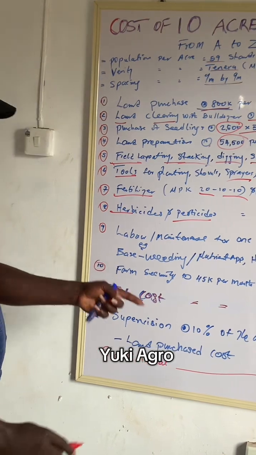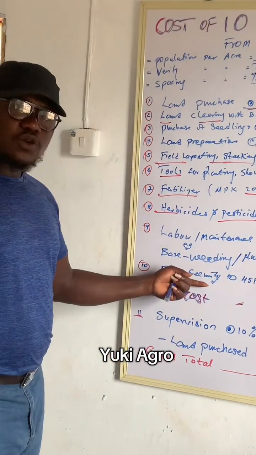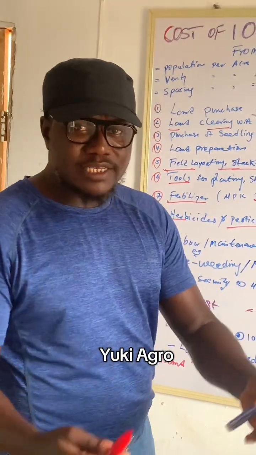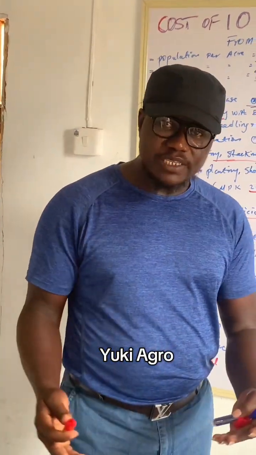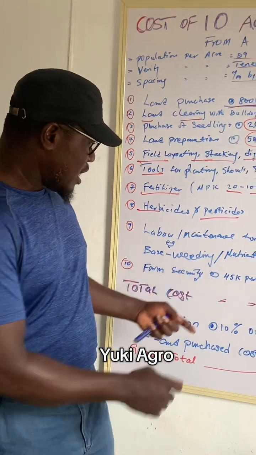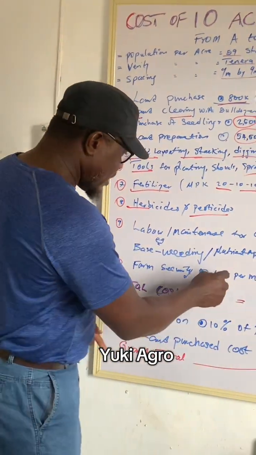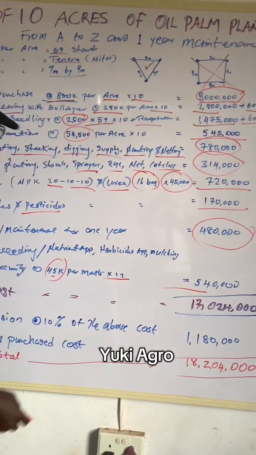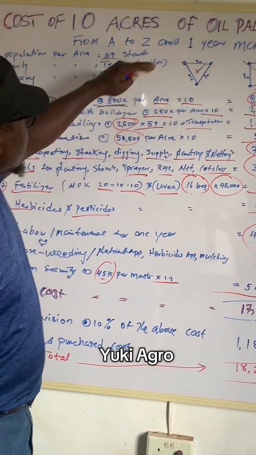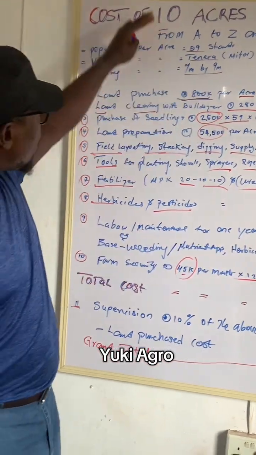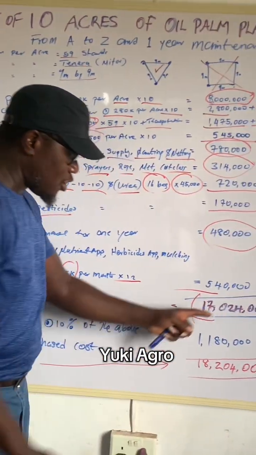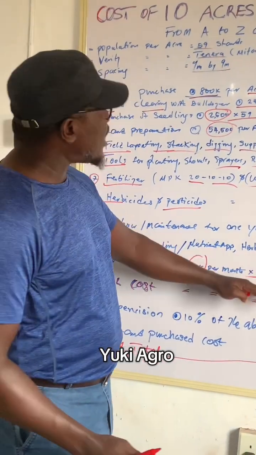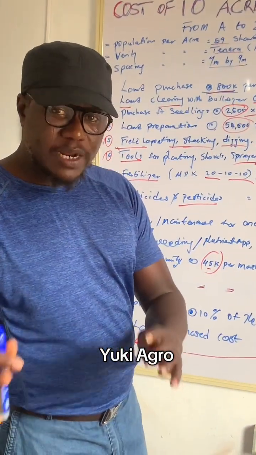Okay? Then in the whole of this, you need to have farm security. That means if workers are not in the farm, somebody has to keep an eye on that establishment, that investment. That is where this farm security comes in. Somebody that lives around that environment can be earning 45,000 monthly. You multiply this by 12, you will have 540,000 naira. So putting all these costs together, you have a total of 17,024,000 naira. That is all you need to have to establish 10 acres of palm oil plantation by yourself.